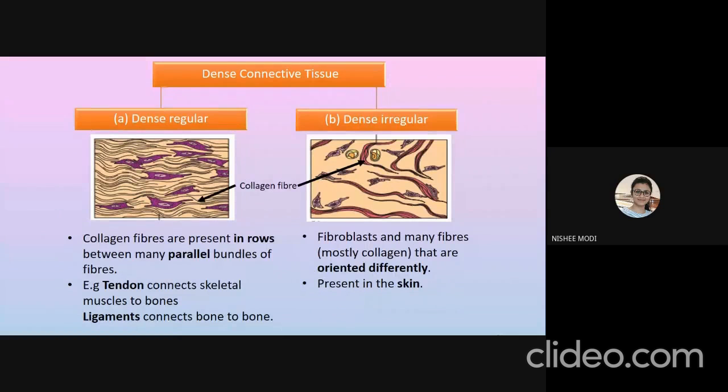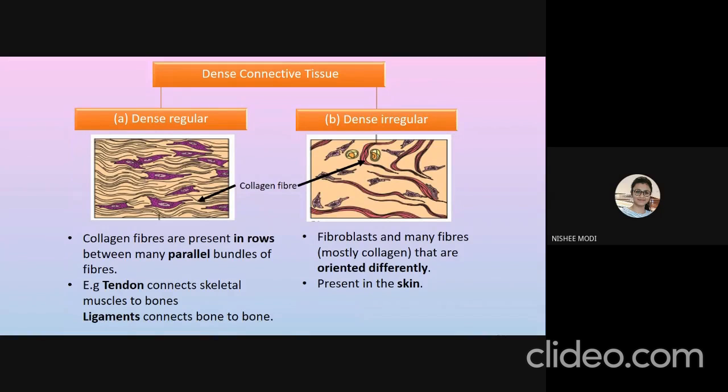Dense connective tissue: dense regular and dense irregular. If collagen fibers are present in rows, as you can see in the image, with parallel bundles of fibers, it is dense regular. Examples of dense regular are tendon and ligament. Tendon connects skeletal muscle to bones, and ligament connects bone to bone.